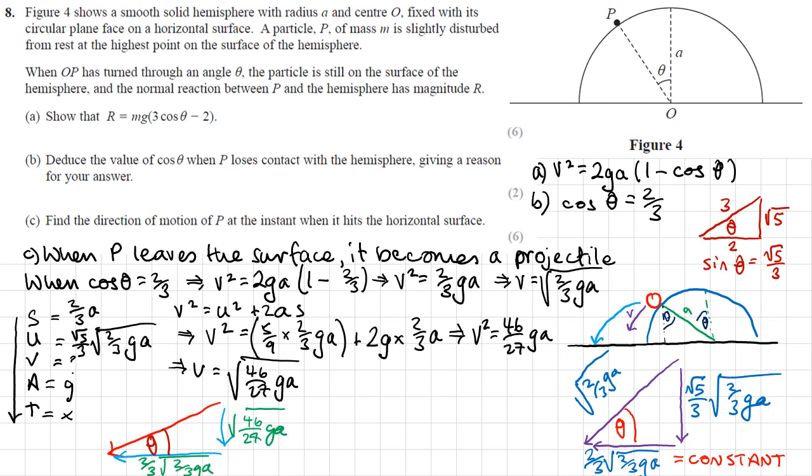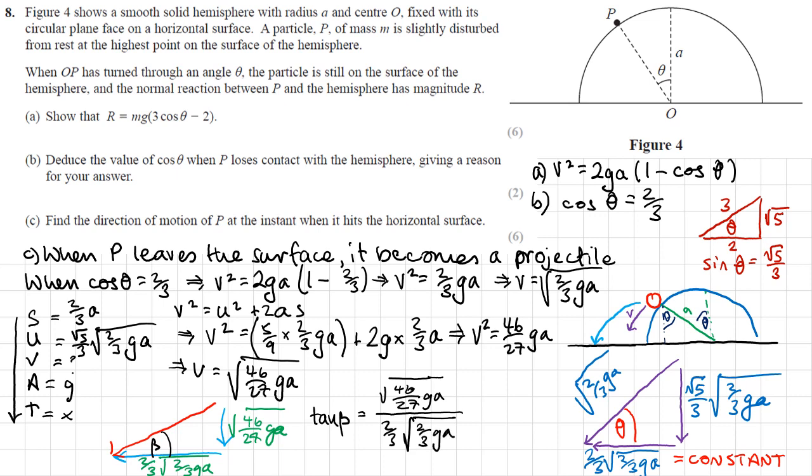So that angle, which I'm calling theta here, let me give it a different name because I've got theta already. Let's call this angle here beta. So if I've got opposite and adjacent, tan beta is going to be the opposite, so the square root of 46/27 GA, all square rooted, over 2/3 times the square root of 2/3 GA.